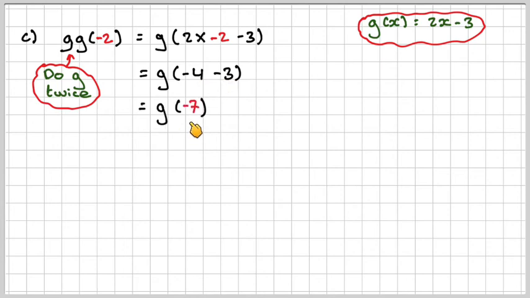So we now need to work out g of minus 7. So we now need to do 2 times minus 7, take away 3. 2 times minus 7 is minus 14, take away 3. Minus 14, take away 3 is going to give me minus 17.